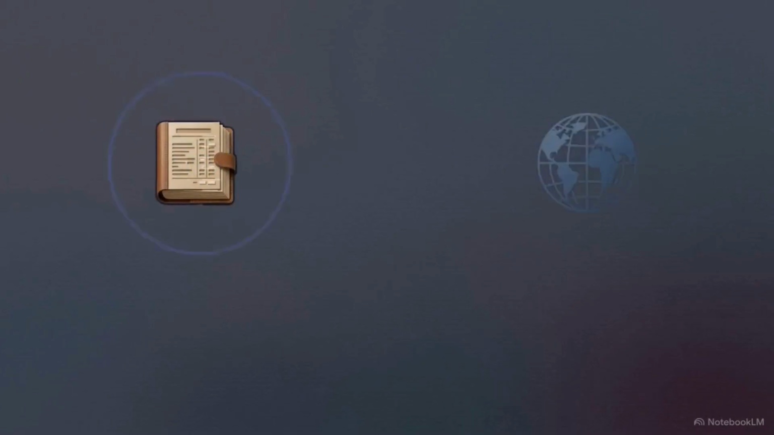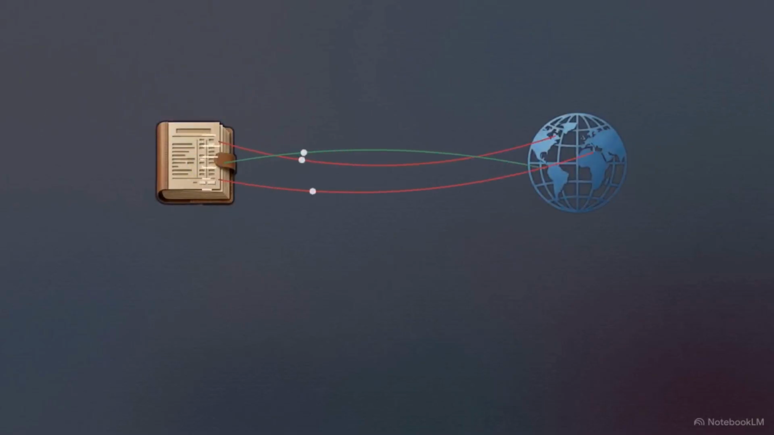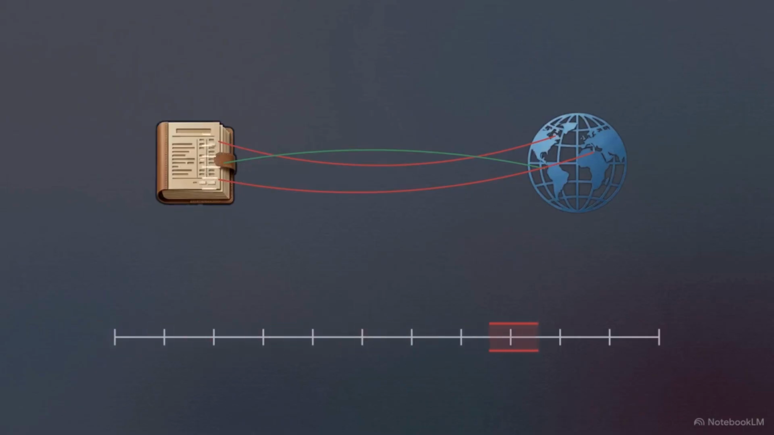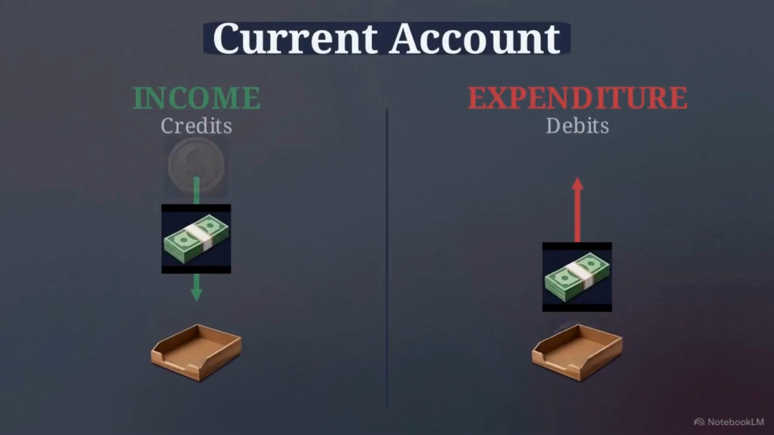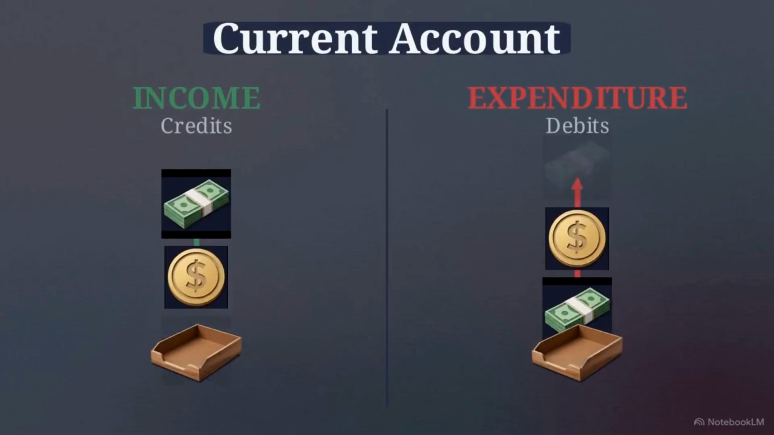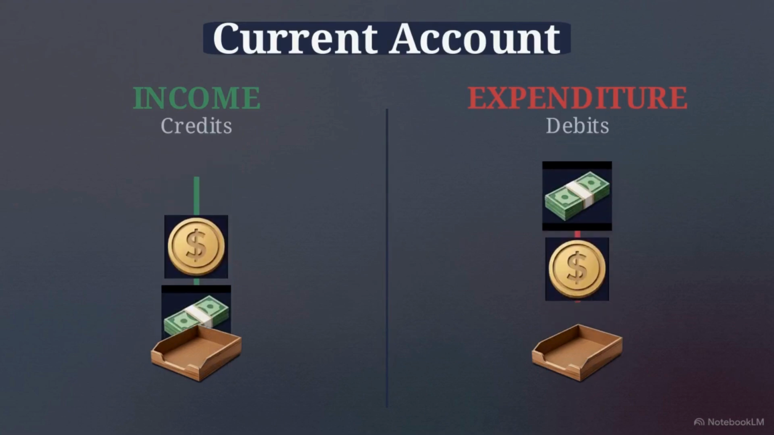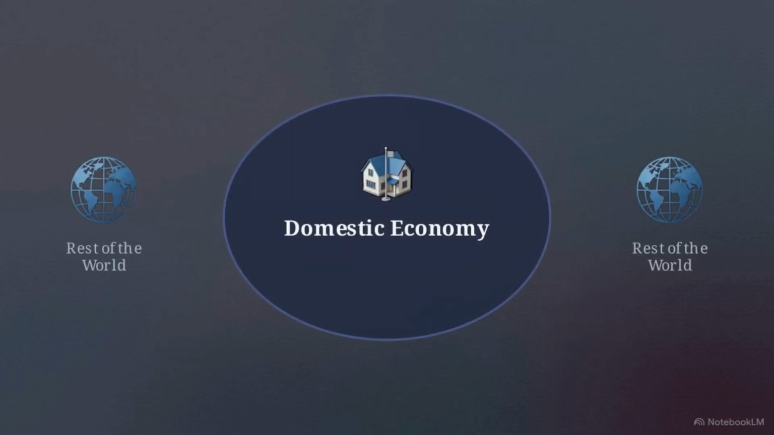It is the financial record of every transaction between a country's residents and the rest of the world, usually measured over a single year. The largest part of this record is the current account. This is where we monitor the day-to-day income a nation receives and the expenditure it makes in its dealings with other countries. This ledger categorizes every movement based on where the cash is headed.